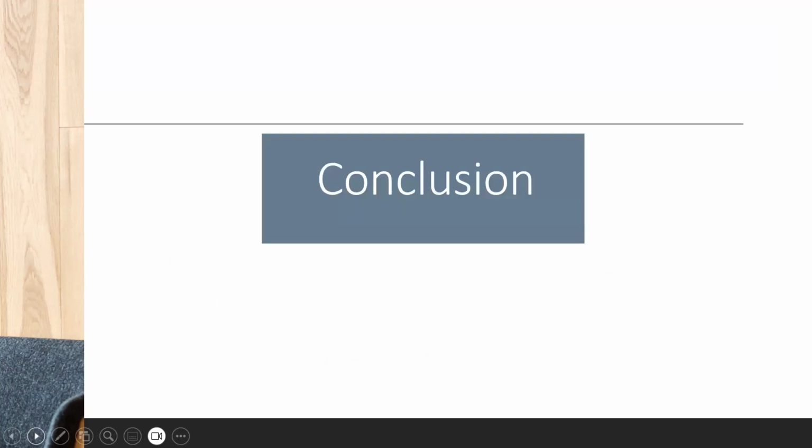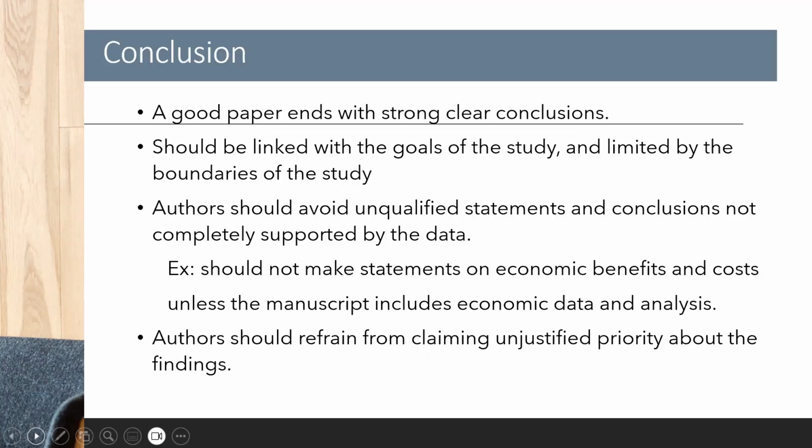For the conclusion, these are the most important things that we have to remember. A good paper ends with strong, clear conclusions. You must be straightforward and very certain about it. So if your conclusion takes up the space of three long paragraphs, you have to rethink it. You're probably rambling on and you have to focus better. Your conclusion should be linked with the goals of the study and limited also by the same boundaries of the study.